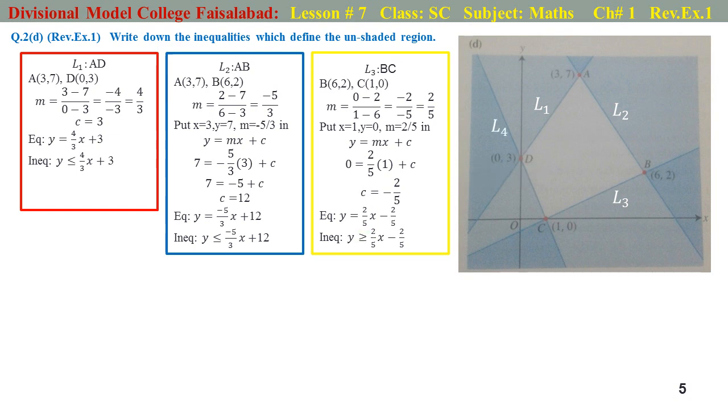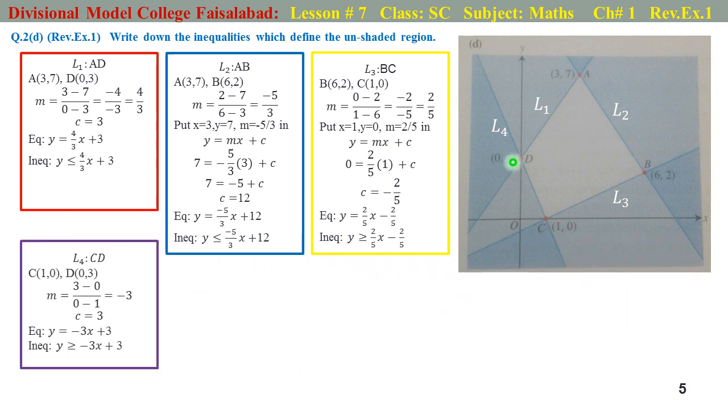And this is the last, fourth line, which passes through points D and C. This line also cuts the y-axis at this point, so the y-intercept of this line is 3. Using points D and C, we will find the gradient, 3 minus 0 over 0 minus 1, which is equal to minus 3, and its y-intercept is 3. Using these two values in y is equal to mx plus 3, we get the equation of this line. And by looking at the graph of this line, the shape of the line is solid and the region above this line is the defined region. So we will replace this sign of equality with the greater than or equal to sign.